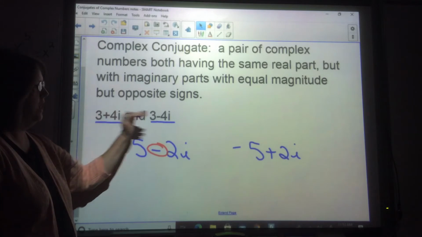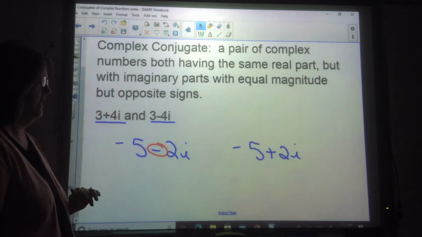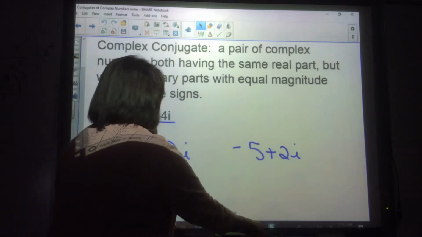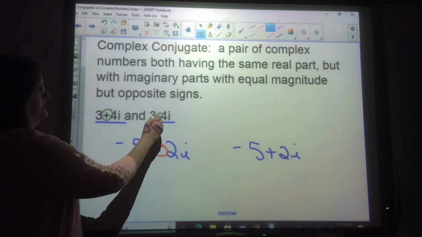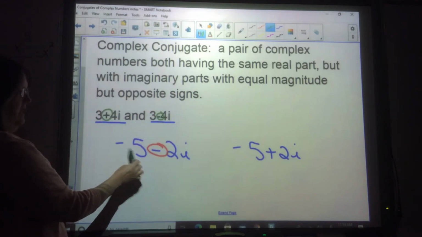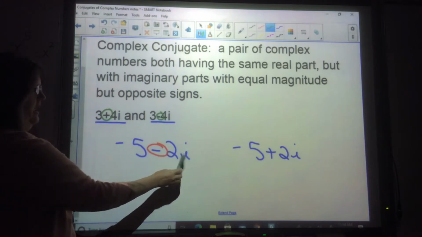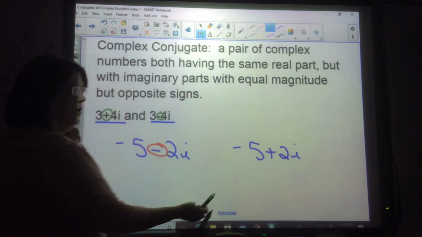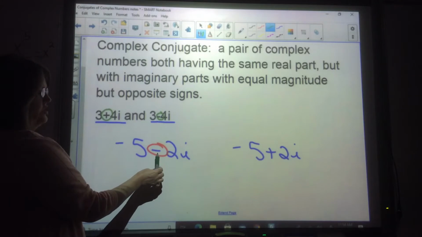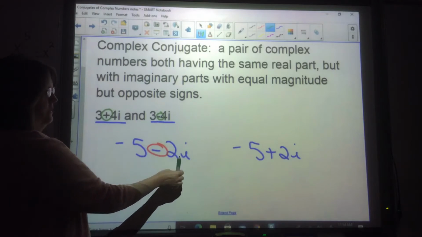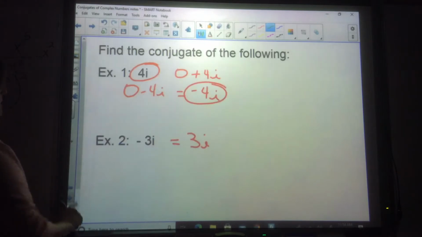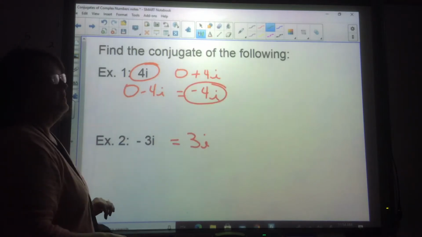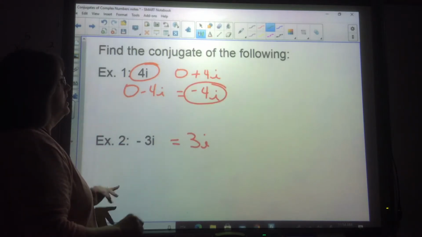3 plus 4i and 3 minus 4i are conjugates of each other. The only part you're changing is this part, the plus and the minus. So even if I have a negative 5 minus 2i, I keep my negative 5. The real part stays the same, but I change the sign between the real and imaginary part. So this becomes plus. Okay. So all we're doing right now is just saying, what is the conjugate?